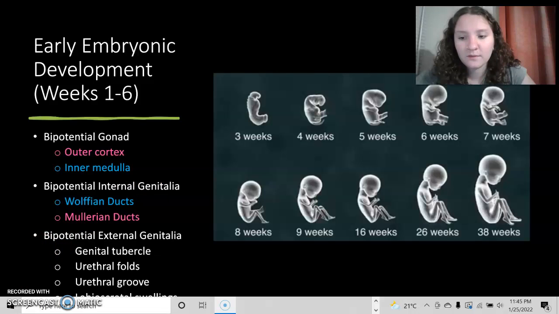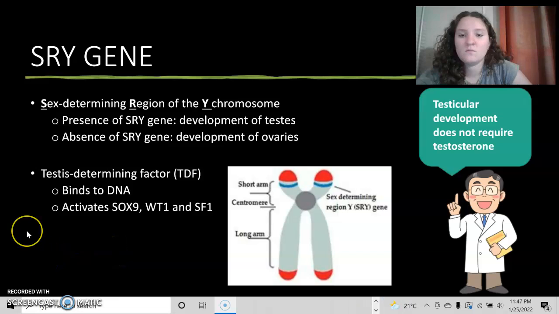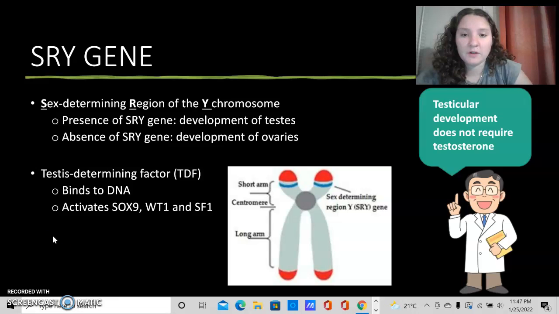But what is this signal? This is the SRY gene, or the sex-determining region of the Y chromosome. It's most important for male development, as you can see, because the presence of the SRY gene leads to the development of testes, whereas the absence of the SRY gene leads to the development of ovaries. So this SRY gene will produce a protein called the testes determining factor, or TDF, which binds to DNA and activates additional genes such as SOX9, WT1, and SF1. And this is ultimately the first step in the development of the male sexual system.